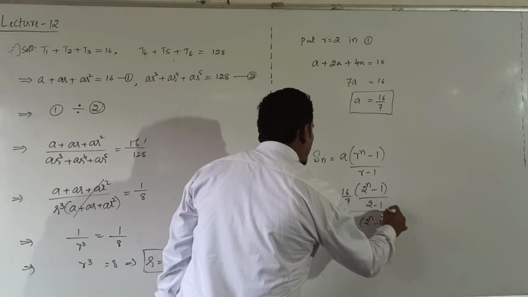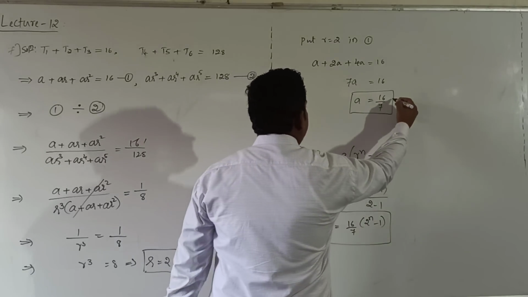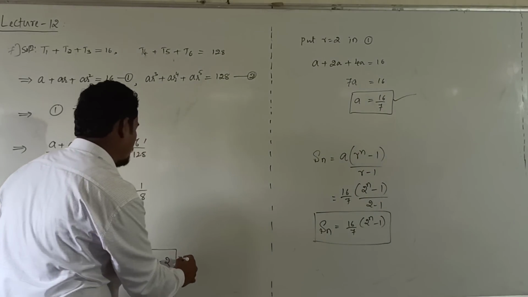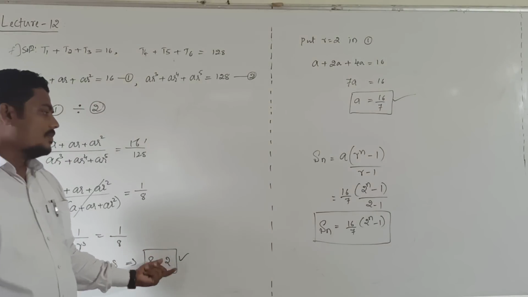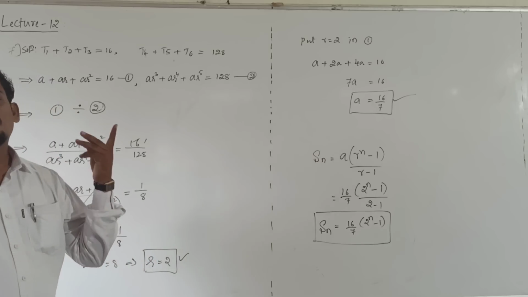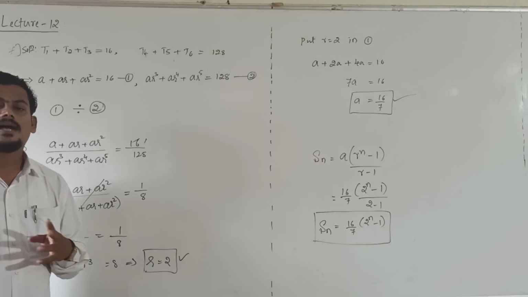It is the sum to n terms, and this is the first term and common ratio. These are our requirements: find the sum to n terms, first term and common ratio.